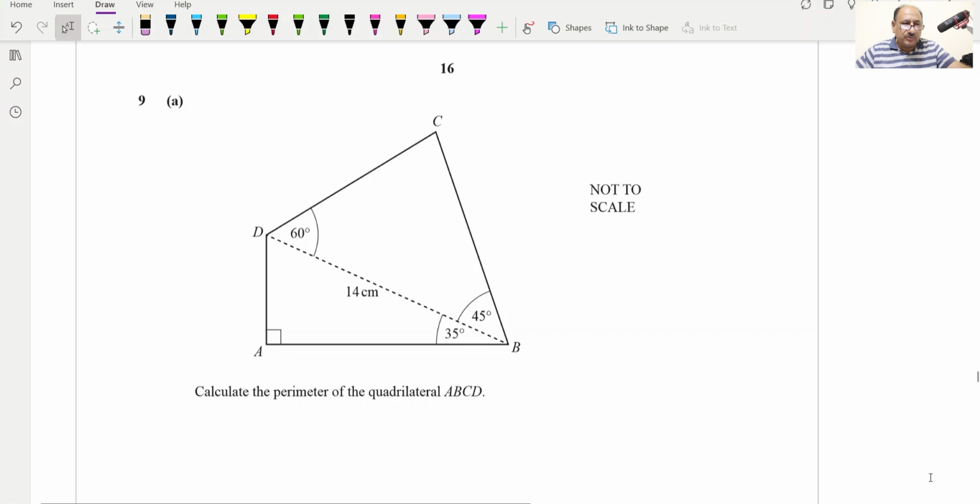Hopefully you understood this. Now question number 9. Question number 9 says, diagram is not to scale, calculate the perimeter of the quadrilateral ABC. So what we can do, we can first consider this triangle.